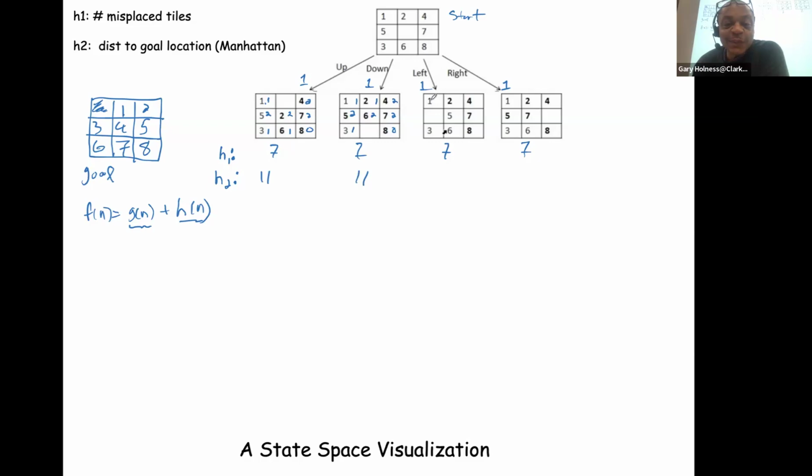How about this one? So how about the one? It's one. The two. How about the four? Two. How about the five? One. The seven? Two. How about the three? The six? One. And the eight? Zero. Okay. So that's two, four, five, seven. Seven and two is nine.